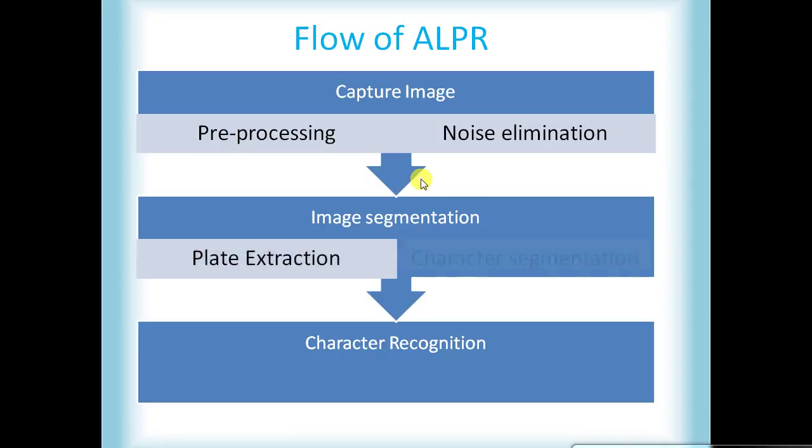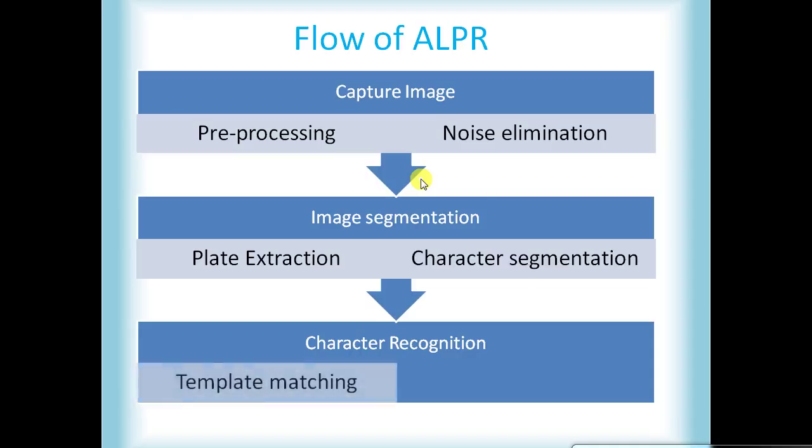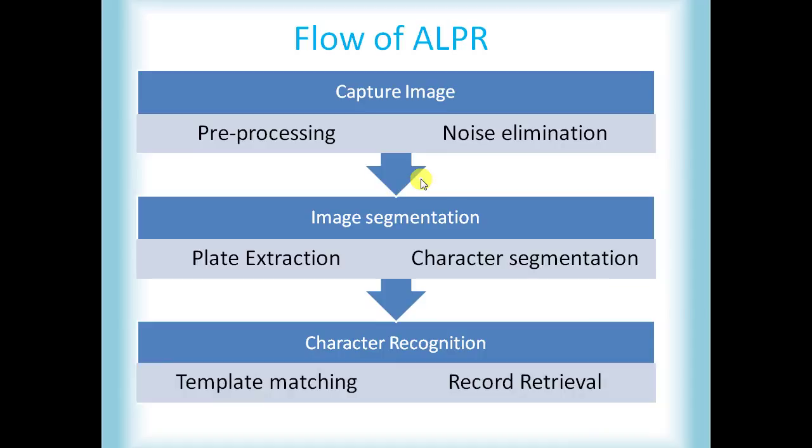Plate extraction and character segmentation are the parts of the image segmentation process. So we have to extract the plate from the image and then segment the characters inside the number plate. Then comes template matching and record retrieval. When we have these individual characters, we match the characters to the templates which are predefined, and when all the characters are matched to the templates, we get a string, and using the string we retrieve the records in the database.